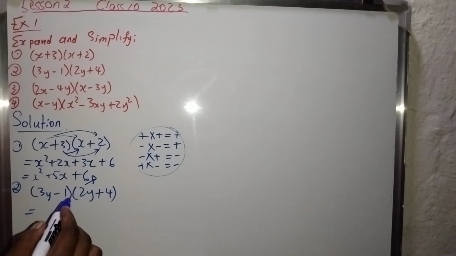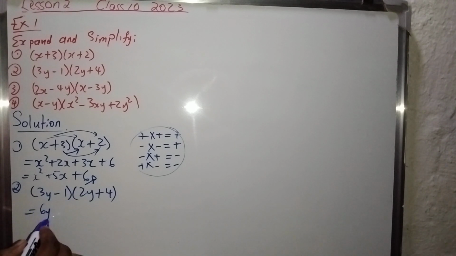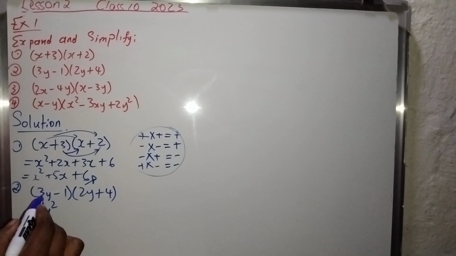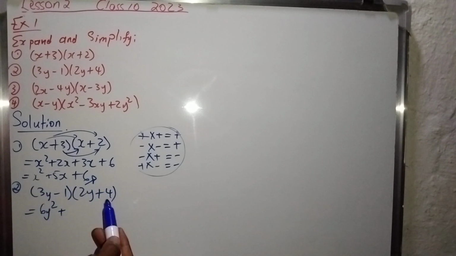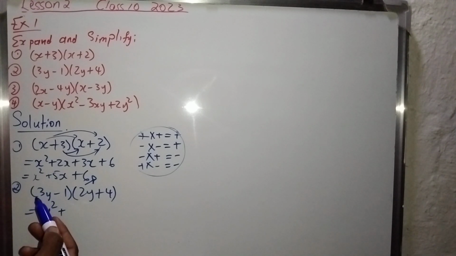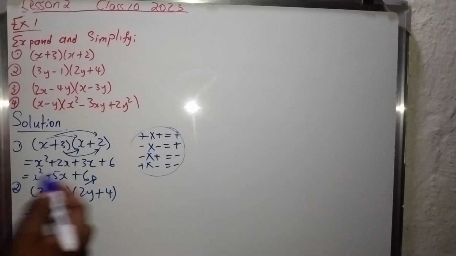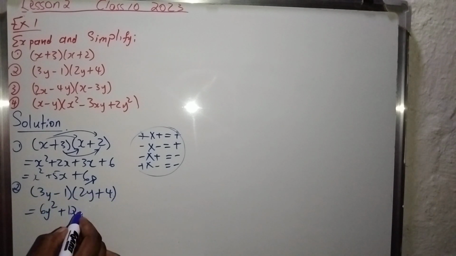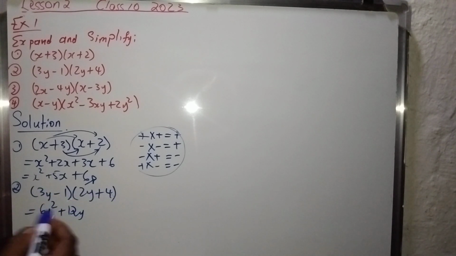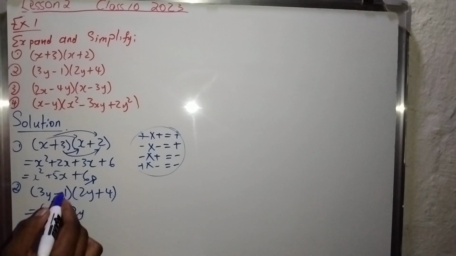So 3y multiplied by 2y is going to be 6y squared. And then 3y multiplied by 4 is going to be plus, because 4 is positive and 3 is also positive. So that is 3 times 4, which must be 12y. And then we go over here now.